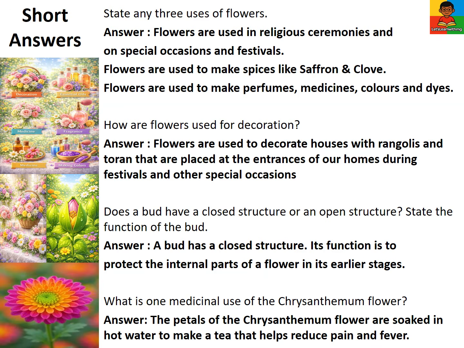How are flowers used for decoration? Answer: flowers are used to decorate houses with rangolis and toran at entrances during festivals and special occasions. Does a bud have a closed or open structure? State the function of the bud. Answer: a bud has a closed structure, which protects the internal parts of a flower in its early stages. What is one medicinal use of the chrysanthemum flower? Answer: its petals are soaked in hot water to make tea that helps reduce pain and fever.